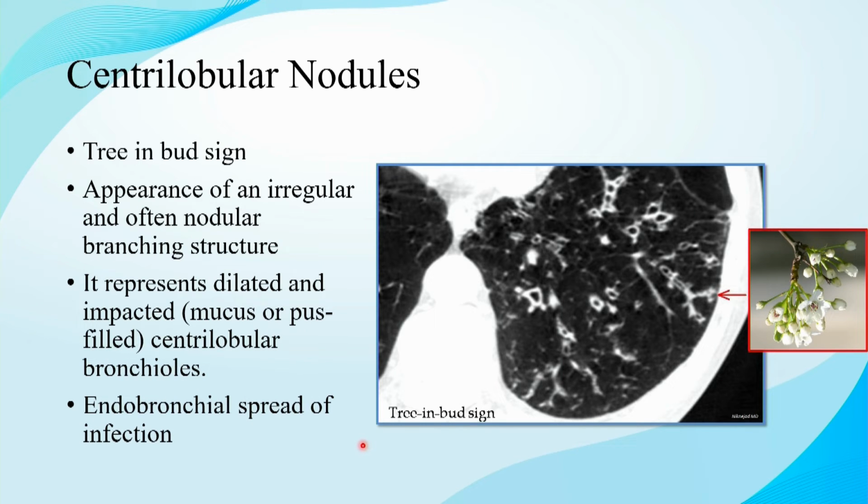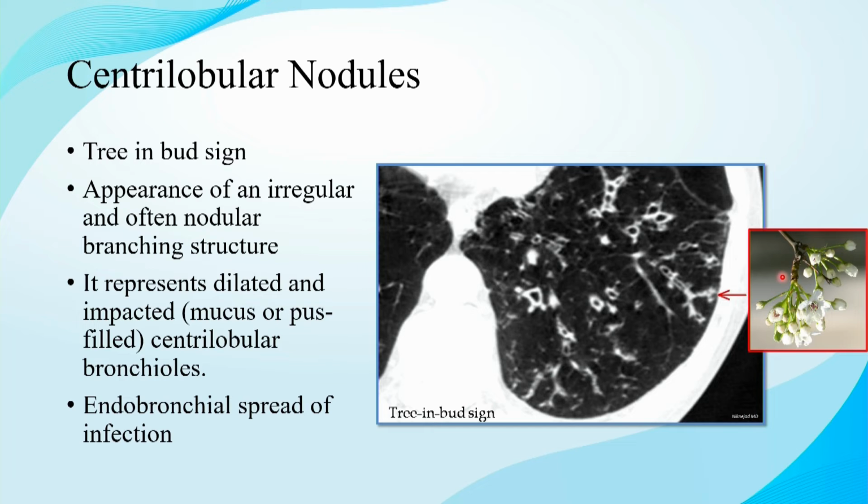One subset of finding in centrilobular nodules is the tree in bud sign. So what is it? It means that there is a linear or branching structure present, and at the end of which there is an infective granuloma. So what is this branching structure? It is nothing but the impacted bronchus which is filled either with mucus, pus or fluid, and at the end of which there is a nodule, that is the inflammation, giving rise to the tree in bud sign.